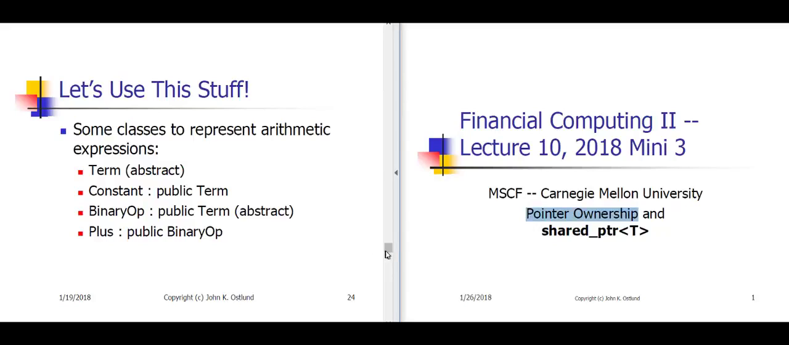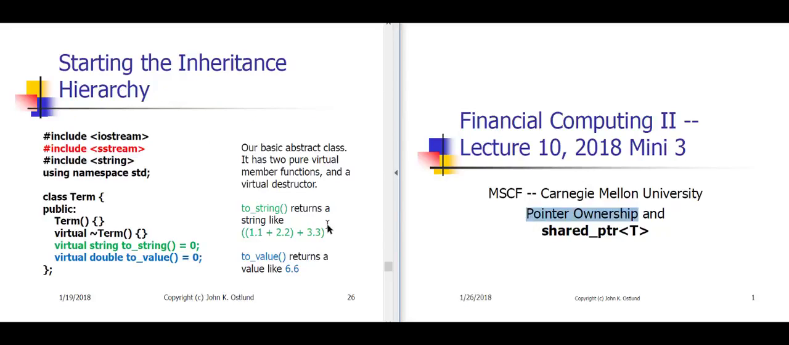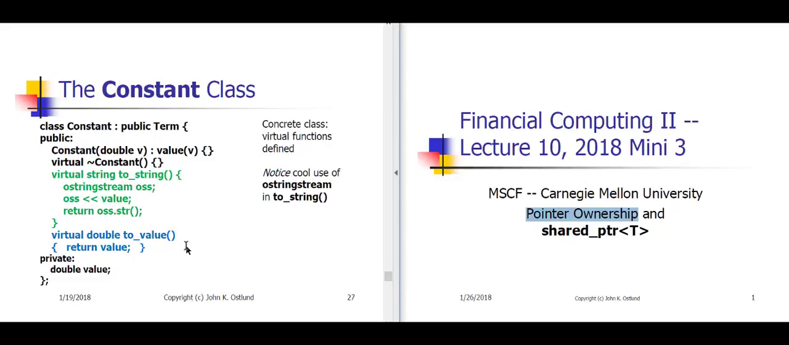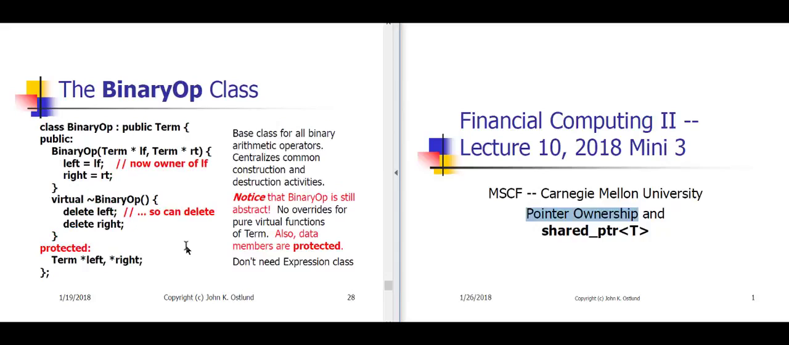about the classes that we were using for arithmetic expressions. We had term, constant, binary op, plus, and term was our base class, which has these two pure virtual functions, toString and toValue, which therefore need to be overridden in the higher level classes. Constant was one of the higher level classes derived from term that has specific implementations of toString and toValue.